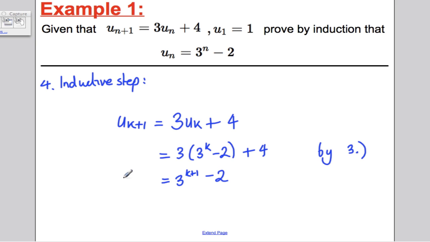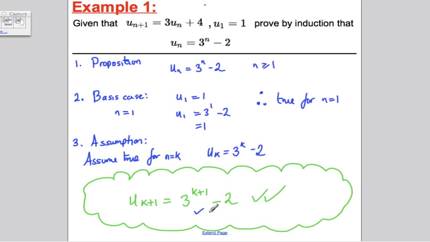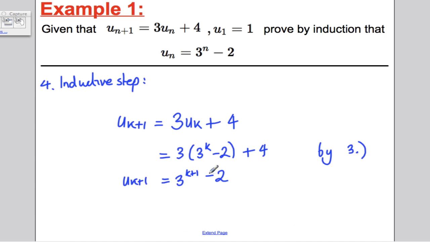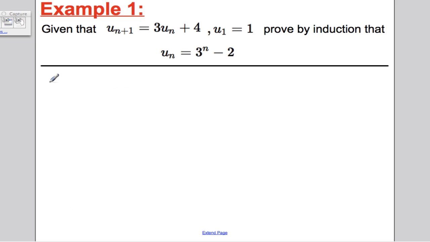And look what we've shown. We have shown that u to the k plus 1, the thing we were trying to show, is 3 to the k plus 1 minus 2. So we have proved that therefore this is true for n equal k plus 1. And we've done the hardest bit. The last bit, therefore, step 5, is just to simply conclude.